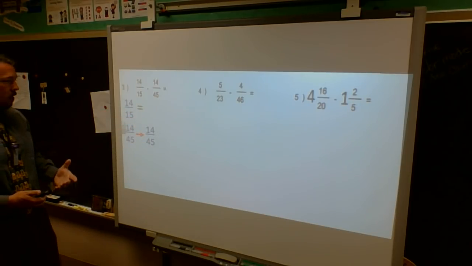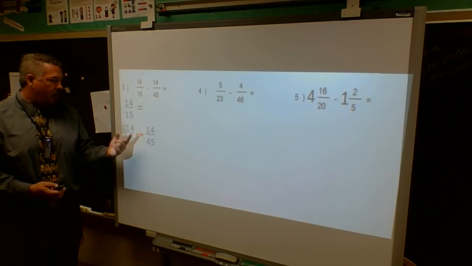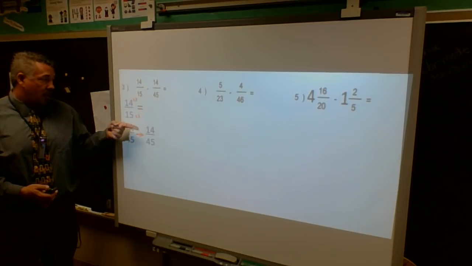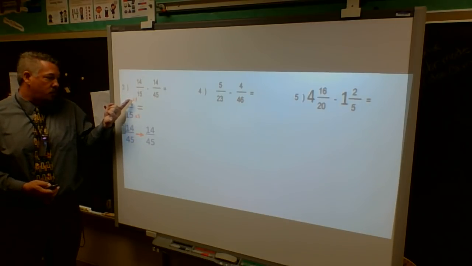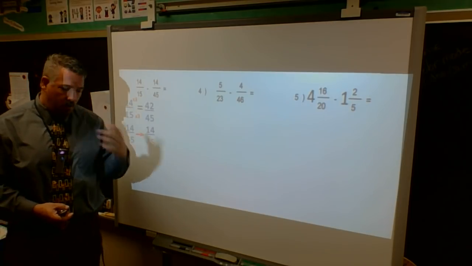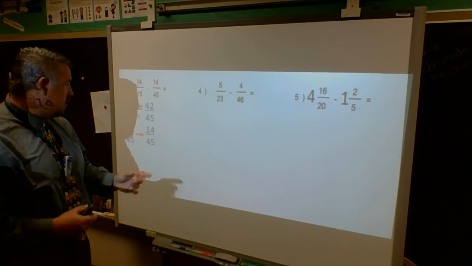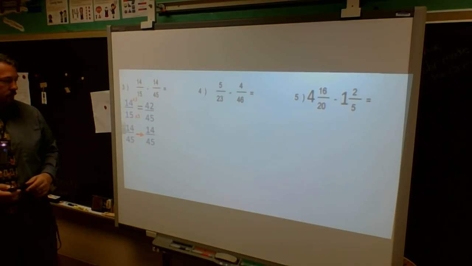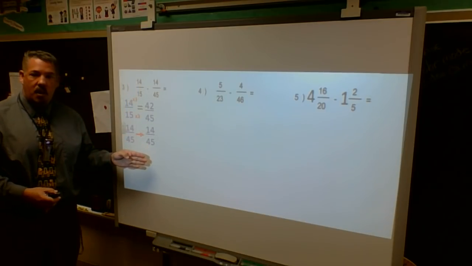Well, how do I do that? 15 times what is 45? Well, it's 3. So then I have to multiply my numerator by 3 as well. And 14 times 3, if I can't do it up here, handy dandy calculator, 14 times 3 tells me it's 42. Now I have a common denominator.